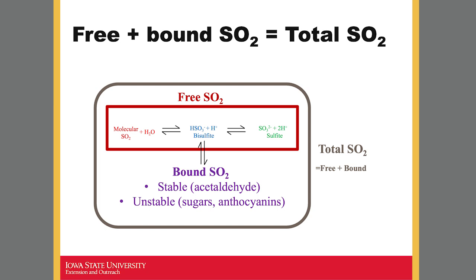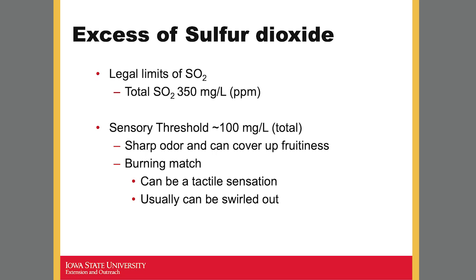Total SO2, that's what we look for when we want to make sure we are not going over the legal limit. There is a legal limit for sulfur dioxide addition. And so the legal limit in the US for total SO2 is 350 milligrams per liter, or 350 ppm. In Europe, that's slightly different. It depends on the type of wine, and those limits are usually lower than in the US.